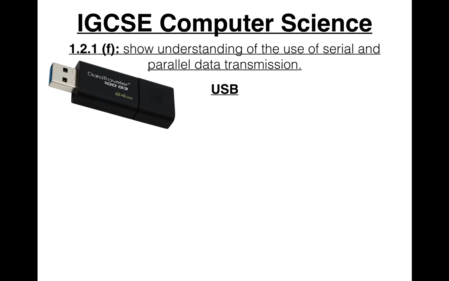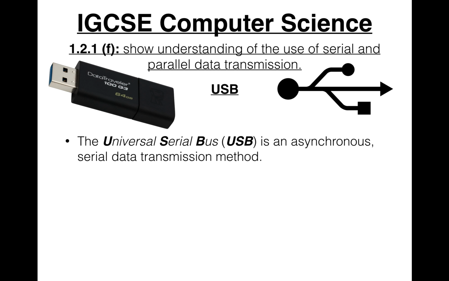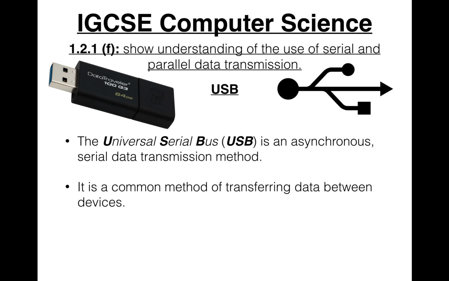Alright, so let's start with USB. You may notice the symbol and this thumb drive, which most people usually use. USB stands for Universal Serial Bus, if you didn't know, and it's an asynchronous serial data transmission method. It's a common method of transferring data between devices, because if you look at your phone charger, for example, or if you have a hard drive or thumb drive at home, you'll notice that the USB port, which is this little thing right here, is quite common.